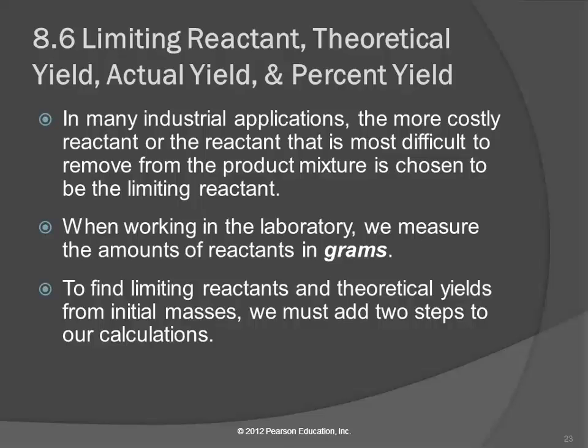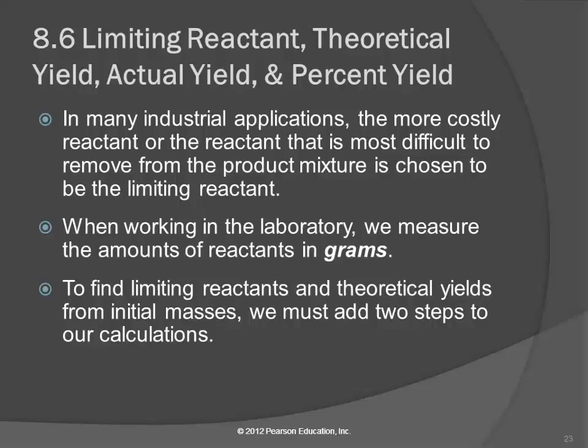So in an industrial situation, they will generally choose the more expensive reactant to be the limiting reactant, so that you make sure you use up all of the expensive thing and you've got cheap stuff left over. Or they will choose the reactant that's hardest to remove from the product so that you don't have to deal with it later. When we're working in the lab, obviously we're measuring things in grams and not in moles.